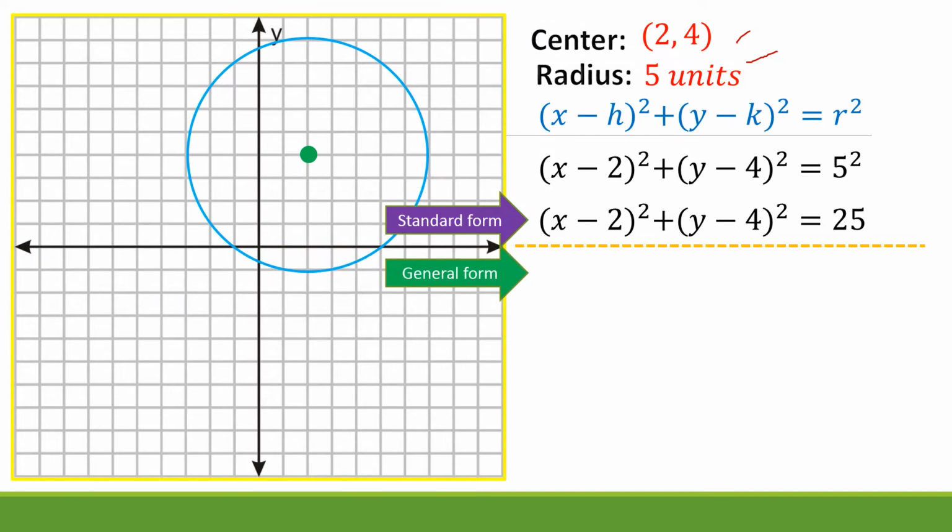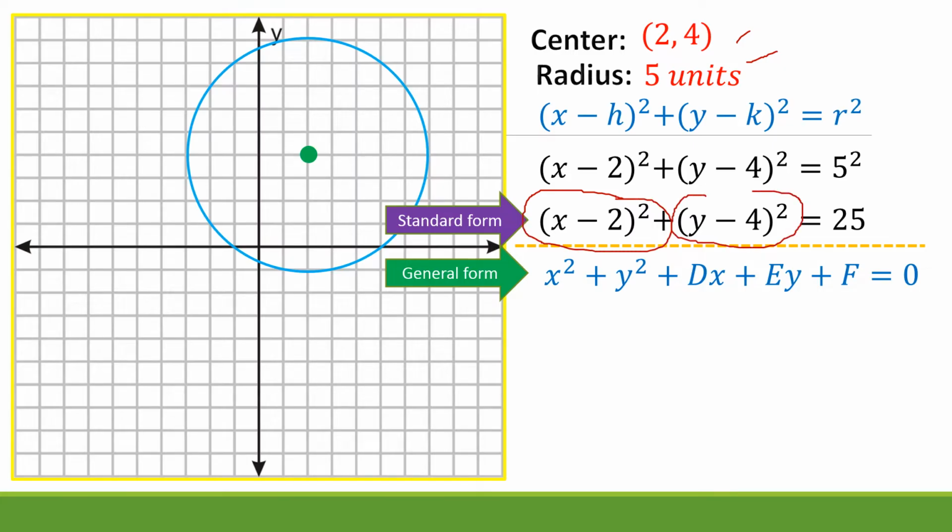For general form, we are to have this form of the equation: x squared plus y squared plus dx plus ey plus f equals 0. Normally, these parts of the equation are simplified by applying the square, by expanding them. But I'll be using a different approach. Since we need x squared plus y squared, and our x and y here are only in the first degree, there will be no problem. We instantly write x squared plus y squared.